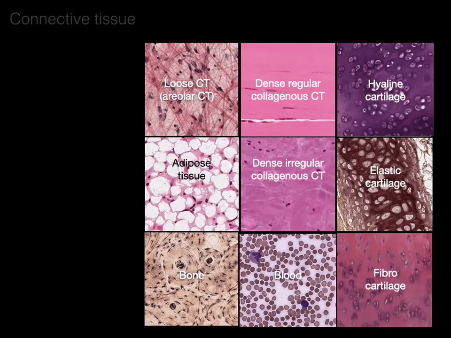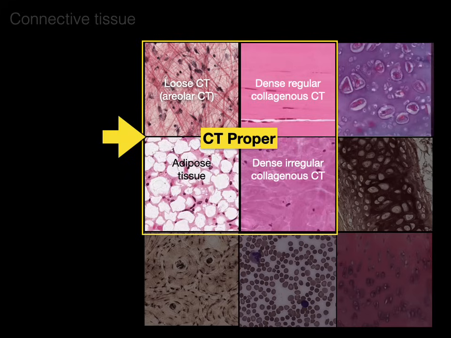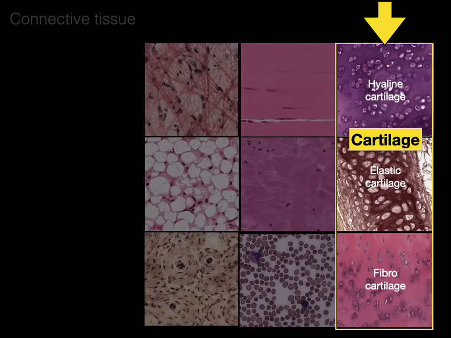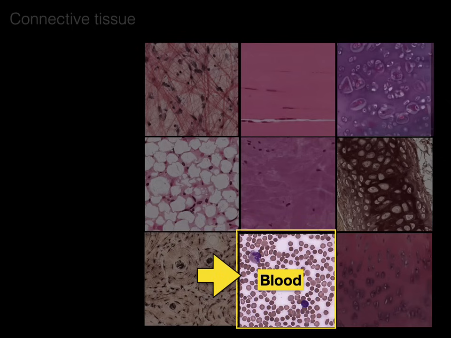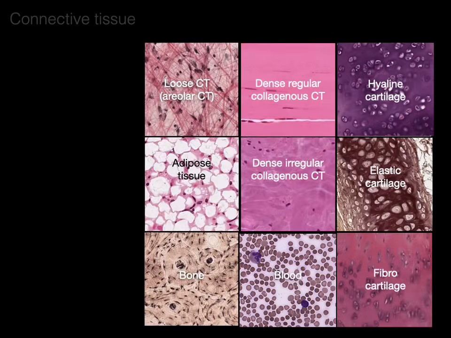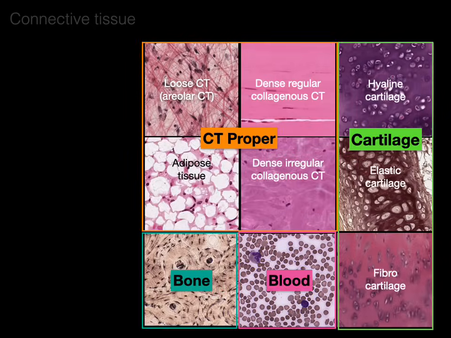All right, so there we have all the different connective tissues. It kind of looks like the Brady Bunch or something like that, where there are the different types of connective tissue proper, the three types of cartilage, and then bone and blood. All right, connective tissue.